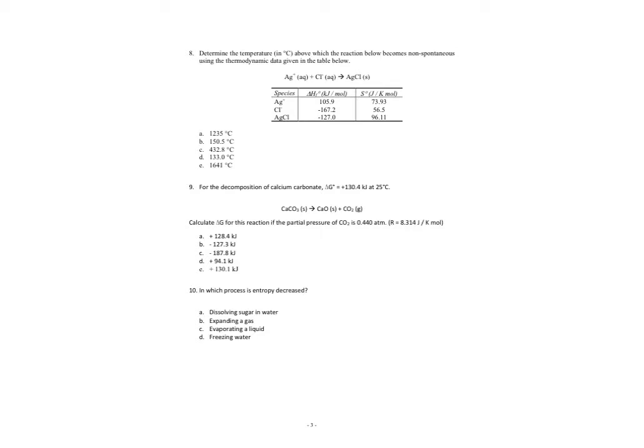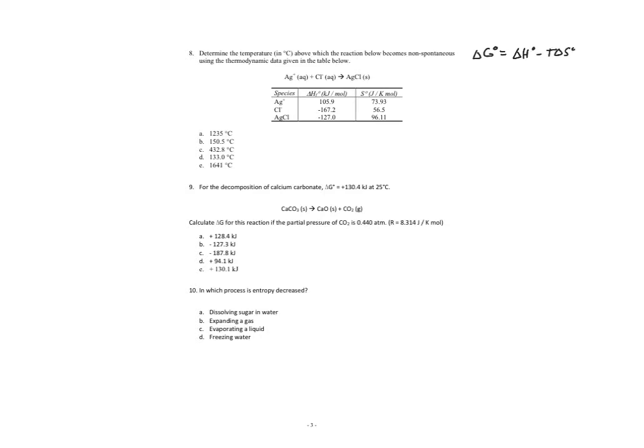Number 8 says, determine the temperature above which the reaction below becomes non-spontaneous using the thermodynamic data given to us in the table below. So we're given a reaction, and if we look at this table, we've got each part of this reaction, each species, and then we have a delta H value and an S value. So if we have delta H and delta S, again, we can use this equation. Delta G is equal to delta H minus T delta S.